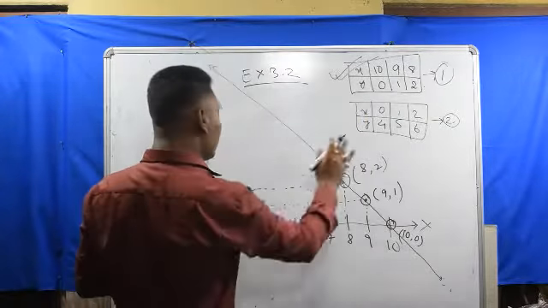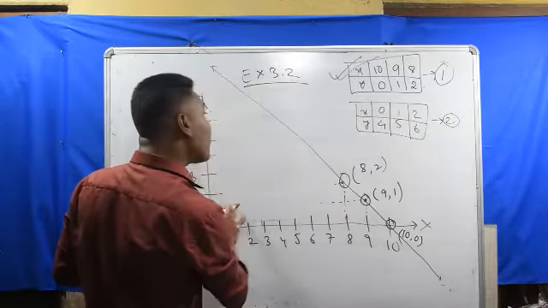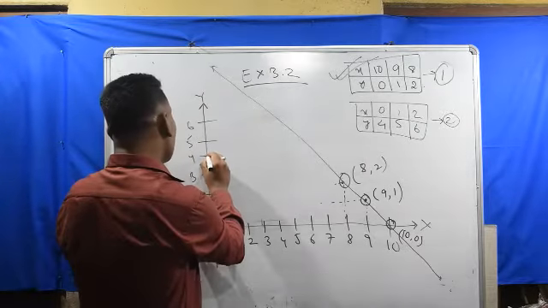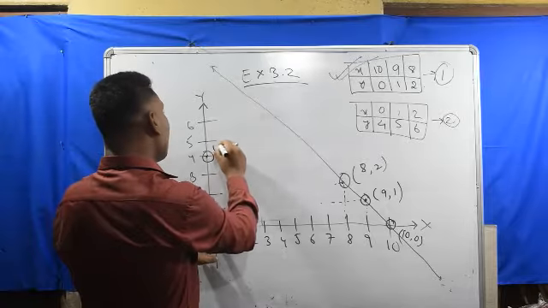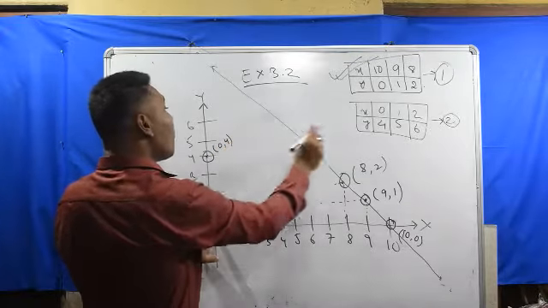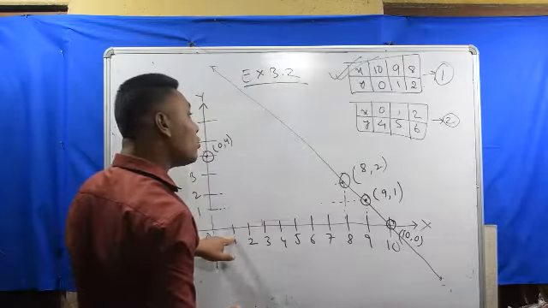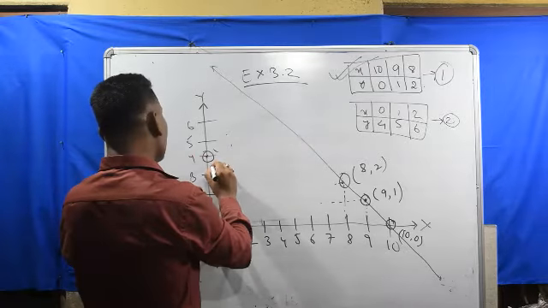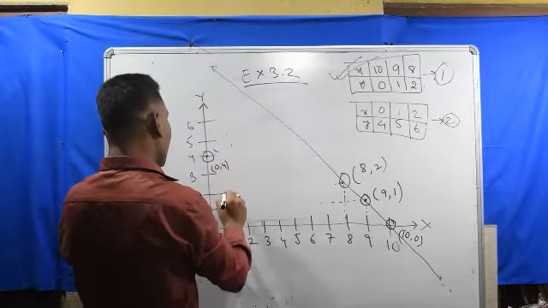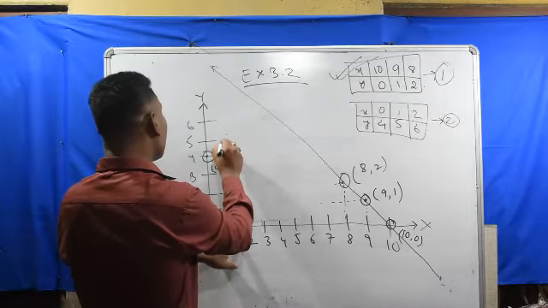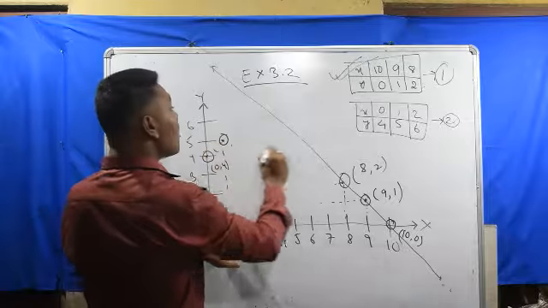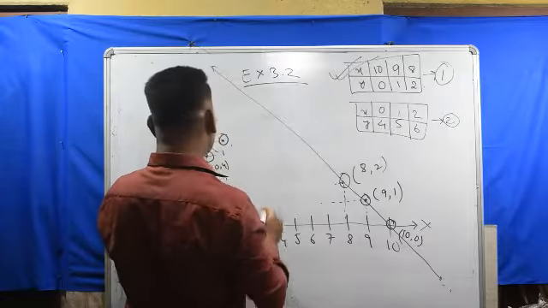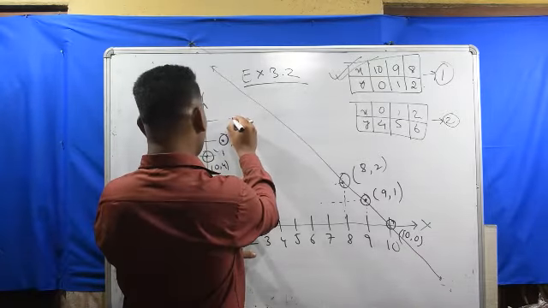For the second one, if I see for x equals 0, y equals 4. That is 0, 4. For x equals 1, y equals 5. So 0, 4 I would write it here, small 0, 4. So for y equal to 1, it would be somewhere here. And for x equals 2, y is equal to 6. It would be somewhere here.